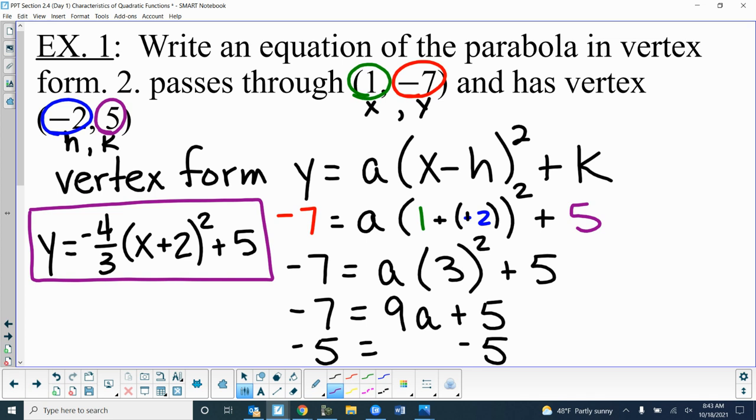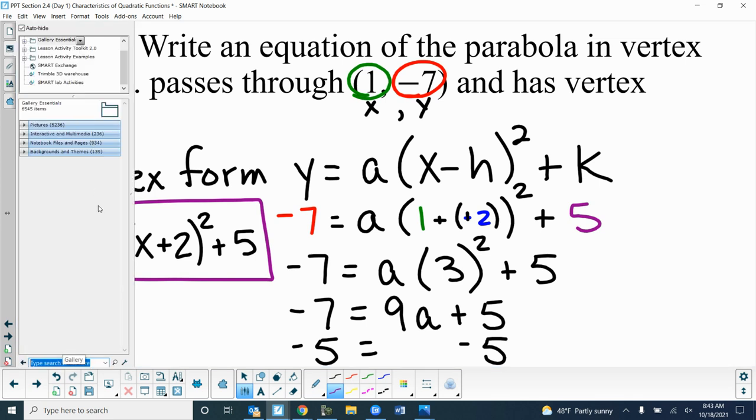So if I wanted to graph that, just to show you, let's see if I can get a graph up there for you. So hopefully this will help you visualize what's going on here.